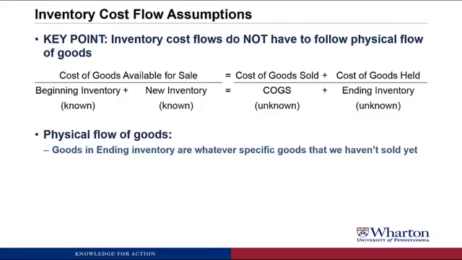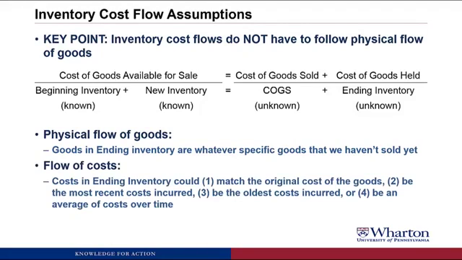Well, if you think of the physical flow of goods, the goods in ending inventory are whatever specific goods we haven't sold yet, and they're probably the newest goods. So if we were buying and selling bananas, what we would do is we would sell the oldest bananas first. Those would go into cost of goods sold, and we would keep the newest bananas in ending inventory.